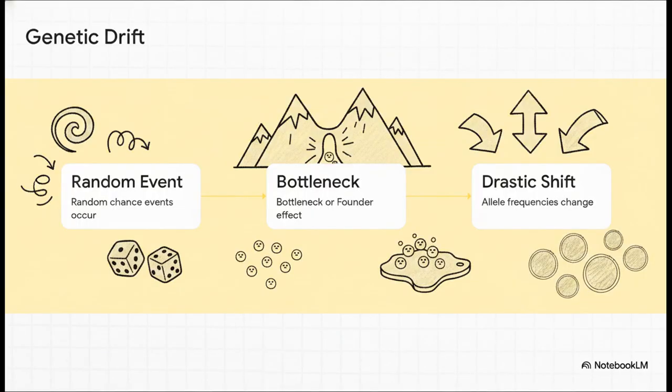Then we have genetic drift, which honestly is all about luck. Sometimes random chance events occur, like a massive natural disaster that wipes out most of a population. This causes a bottleneck effect, or a founder effect if a small group breaks off. The result? Allele frequencies change drastically. The few survivors dictate the future gene pool entirely based on being in the right place at the right time, rather than survival of the fittest.